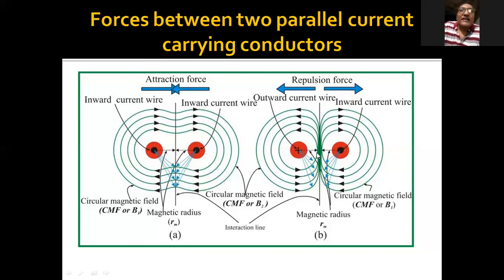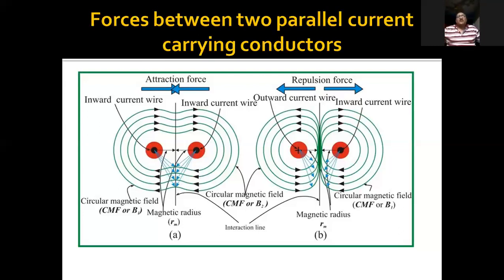So here the magnetic field will become very strong, and on the sides, the magnetic field is relatively weaker. So from the stronger magnetic field towards the weaker magnetic field, this conductor will move. They will move away from each other, so it will be like repulsion.